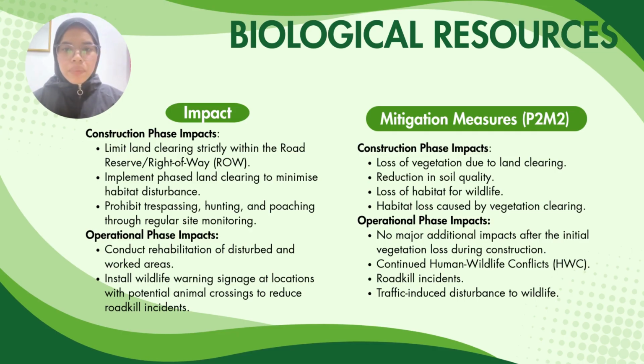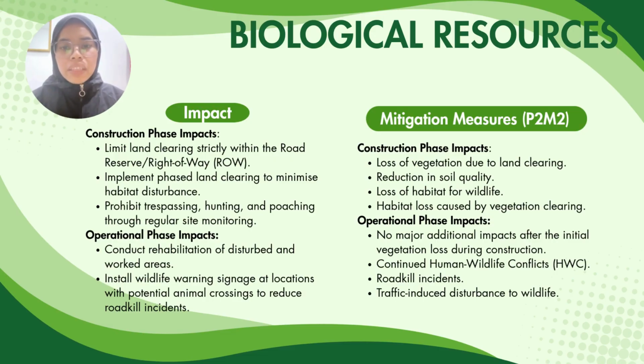The biological assessment found that the project area mainly consists of secondary vegetation and disturbed habitat. Out of 46 flora species, 4 mammal species, 13 bird species, and 4 herpetofauna species were recorded within the study area. Among these, several wildlife species are classified as protected under Malaysian legislation. During the construction phase, the main impacts on biological resources include vegetation loss due to land clearing, habitat destruction, and reduced habitat quality. Wildlife may also experience disturbance from construction noise, vibration, artificial lighting, and increased human activity. In addition, habitat loss may lead to increased human-wildlife conflict and displacement of animal species from their natural habitat.